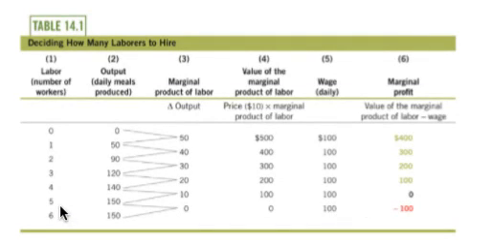And that occurs here with the fifth worker, where after the fifth worker is hired, the marginal product of labor is 0. And at the fifth worker, it's 10, which equals out to a value of the marginal product of labor for the fifth worker of being 100. And once you subtract their $100 of daily wages, that leaves a marginal profit of 0.